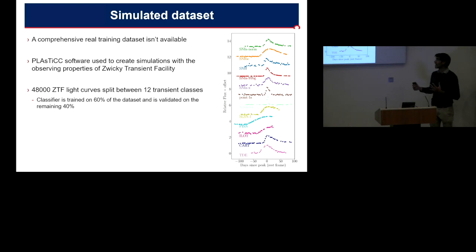So the question is, how can we do this? Do we deal with representative data sets? Do we create some balanced data set? Do we augment the data? Or can we just use simulations?